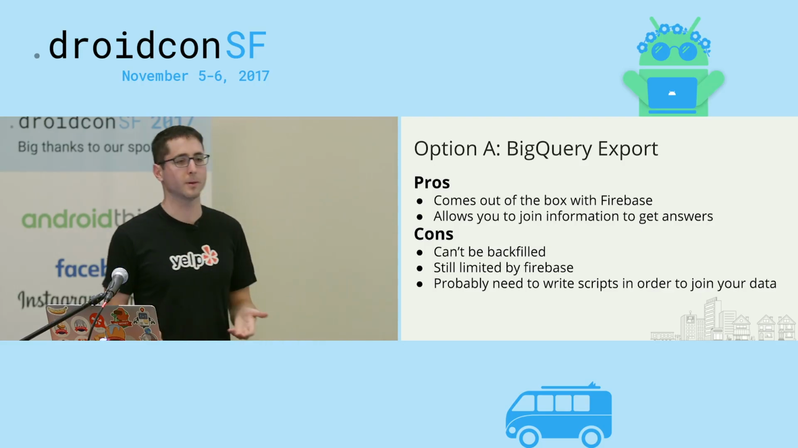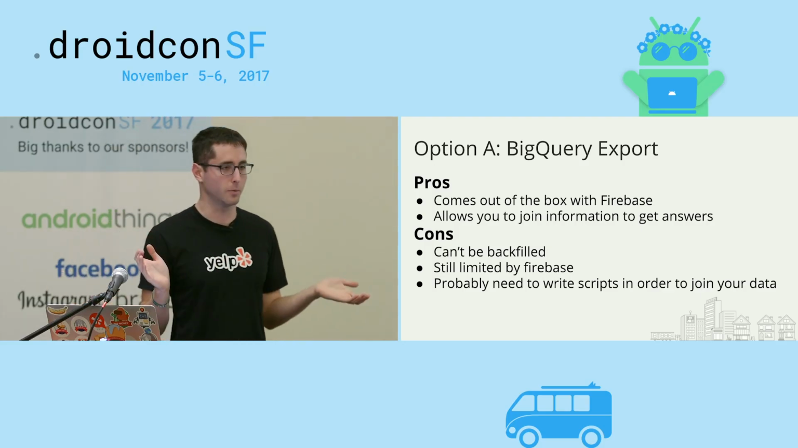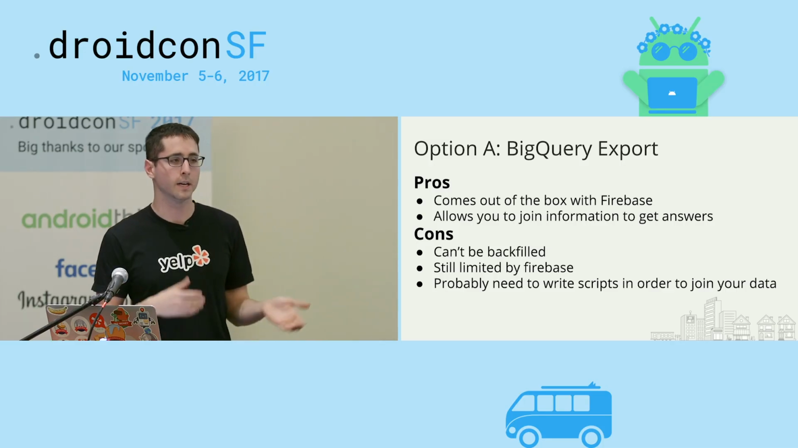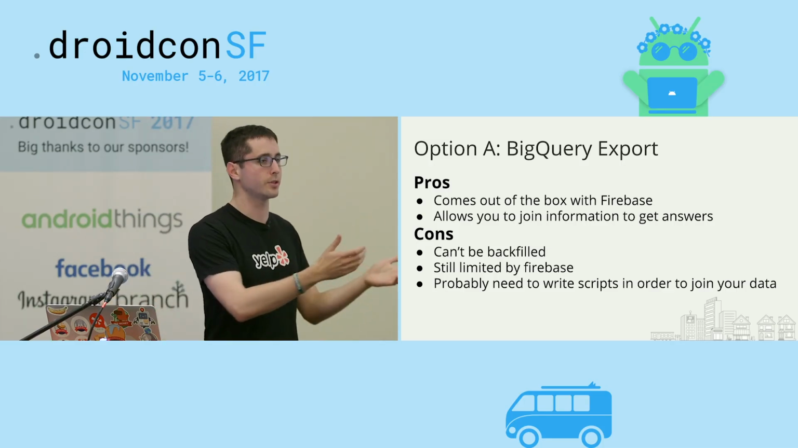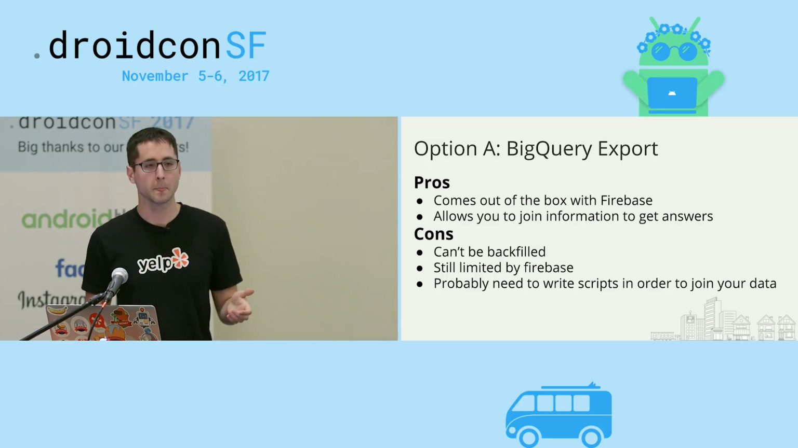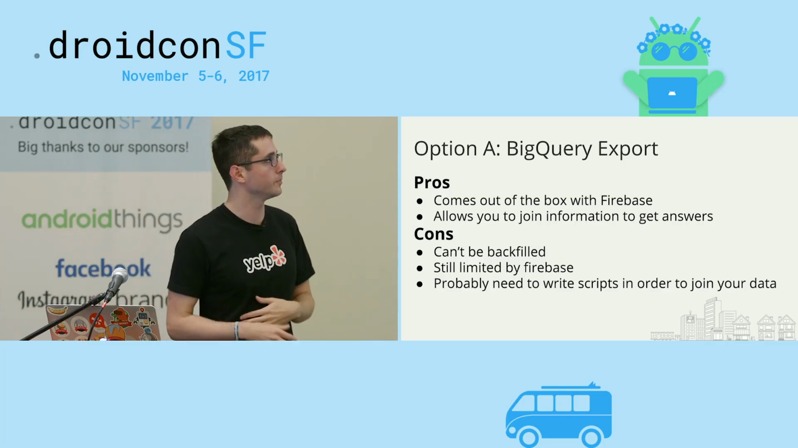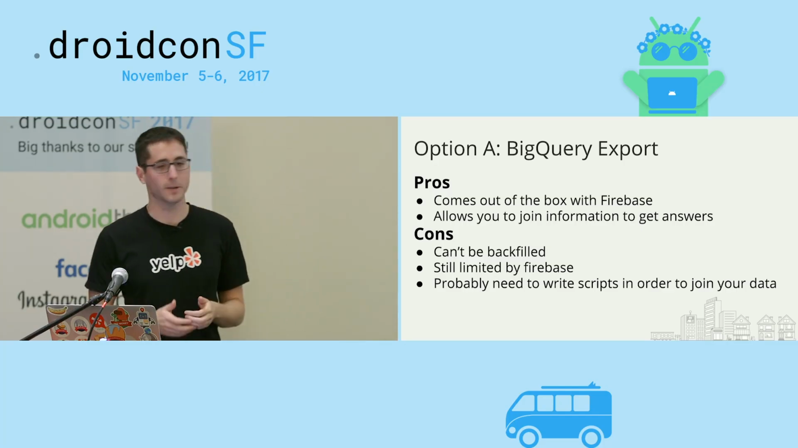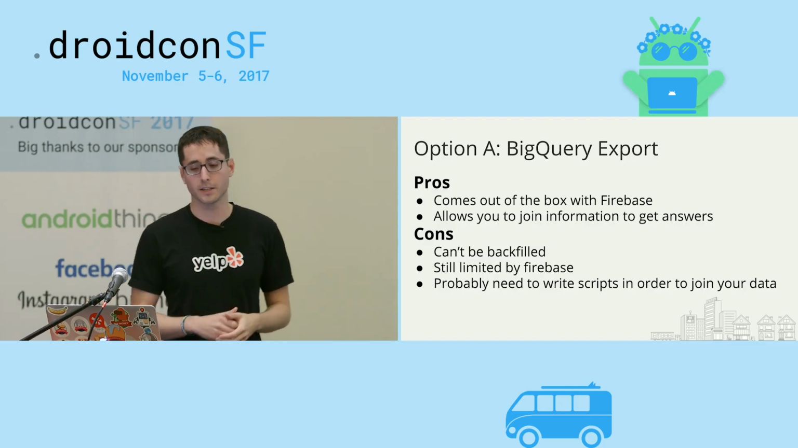You can write Python scripts or JavaScripts or whatever scripting language you want to use. You can make queries against BigQuery, take those results, join them against your application database or whatever else you have, and get the insights that you need. And it's like 2 clicks. It comes out of the box with Firebase, so it's not hard to get it set up.